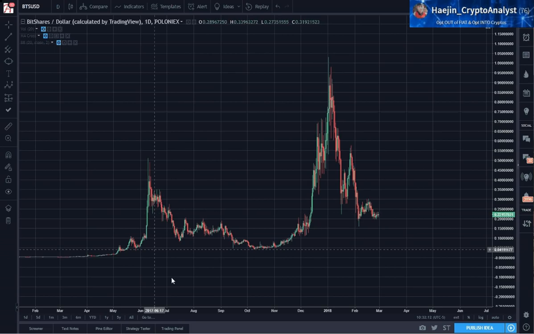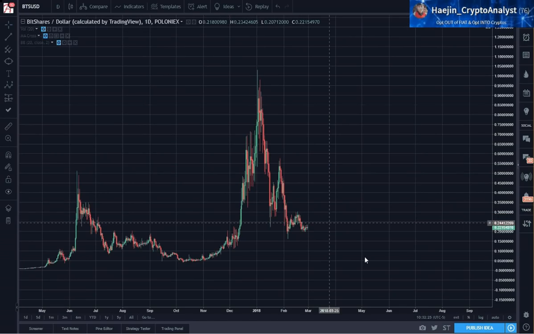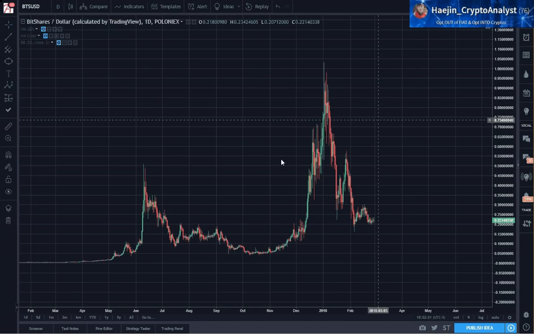I've already shown how the longer term perspective shows that this is wave one, two, and this is one of three, two of three, and sooner or later, three of three will be arriving. So we're on a daily chart, Poloniex price feed to the dollar.